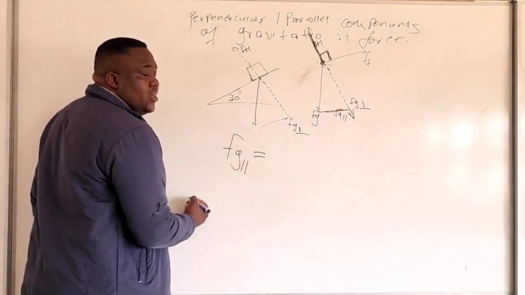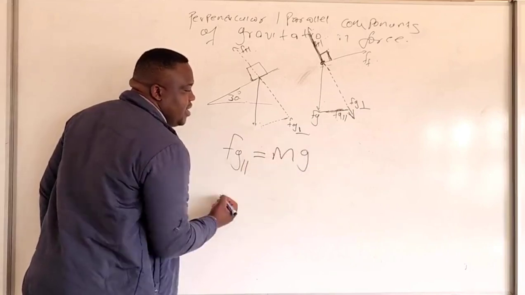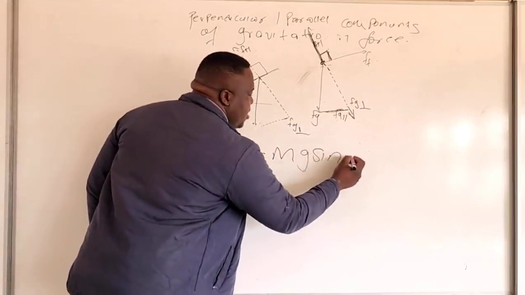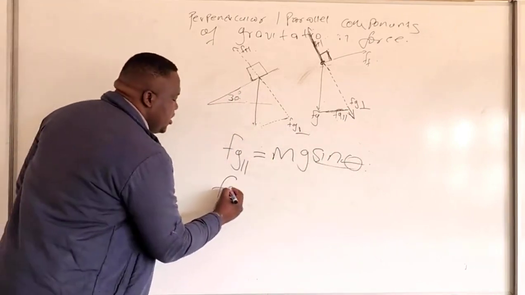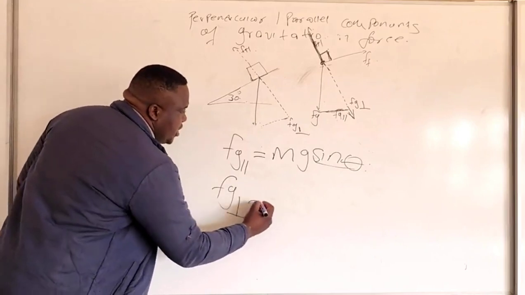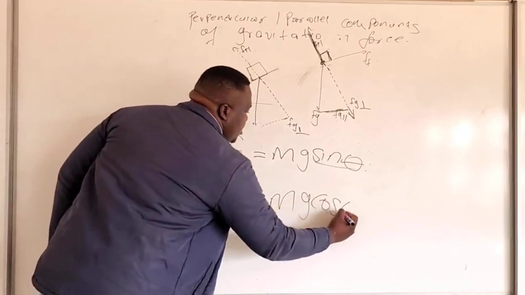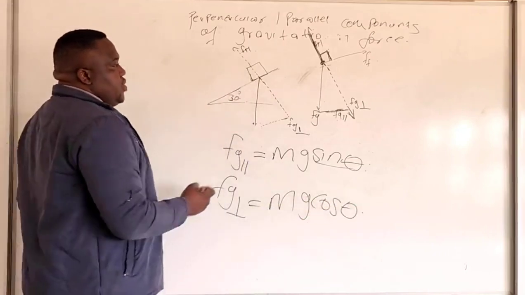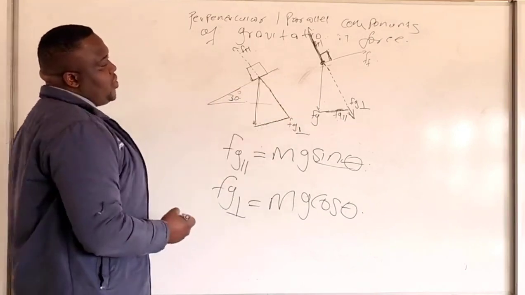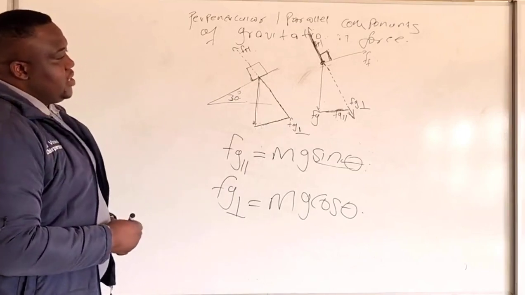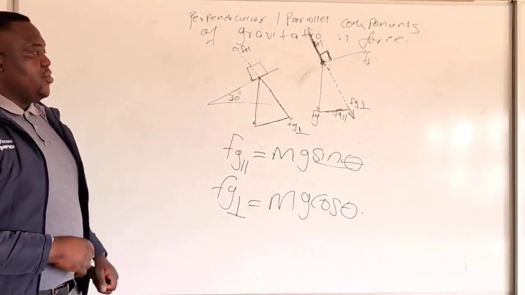FG parallel, we say, is the product of mass and gravitational acceleration times sine theta. I will explain why we use sine. Then FG perpendicular is equal to the mass of an object multiplied by gravitational acceleration, then cos theta. Do you see this triangle? You can see this triangle, right? I hope you can see that triangle that I have represented for you.